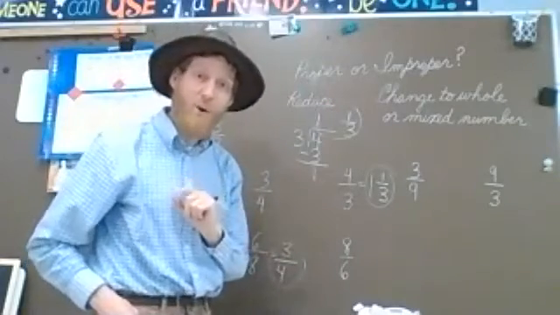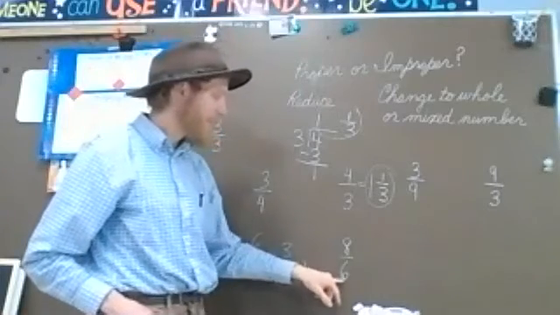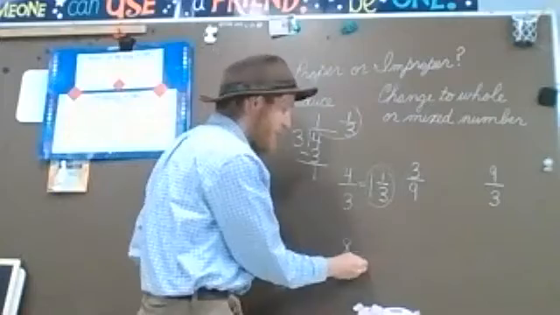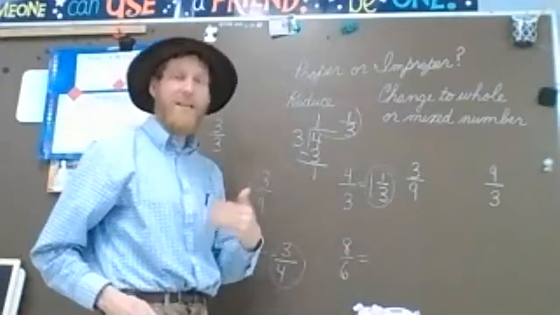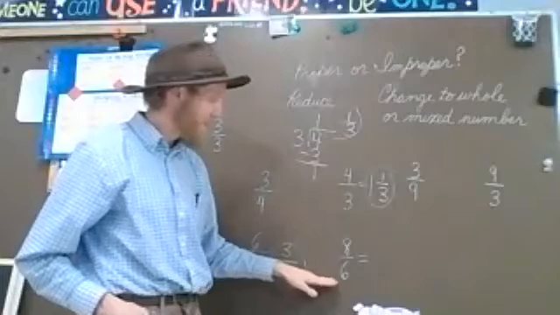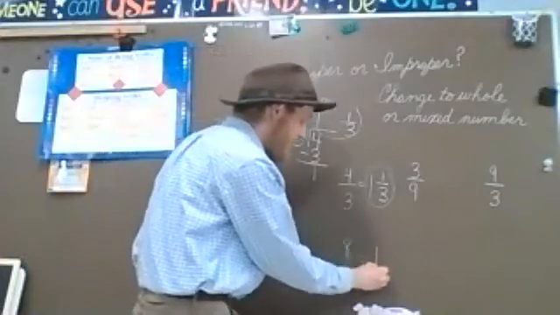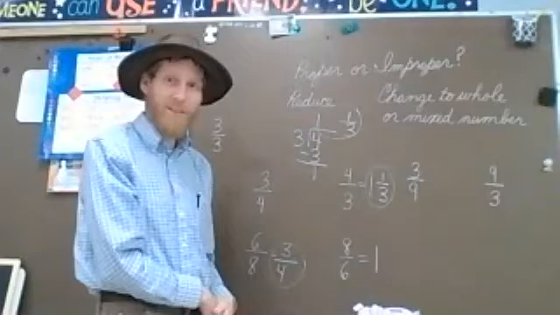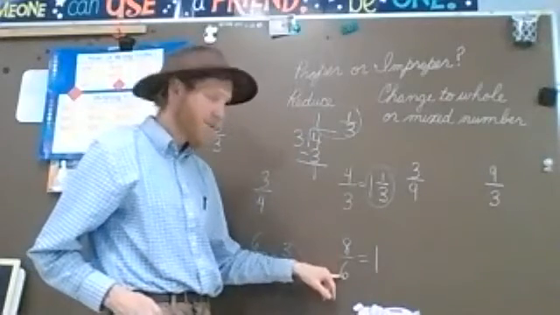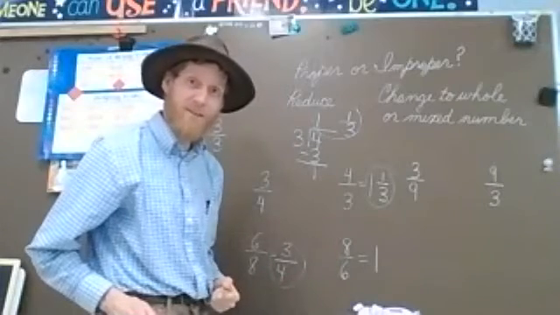How do we change to a whole or mixed number? That's right. We divide our denominator into our numerator, and let's change it. Let's simplify it by changing it to a whole or mixed number. 6 goes into 8. How many times? 1 time. It can't go 2 times because that would be 12. But it can go 1 time because anything that's larger than it, it can divide into at least once.